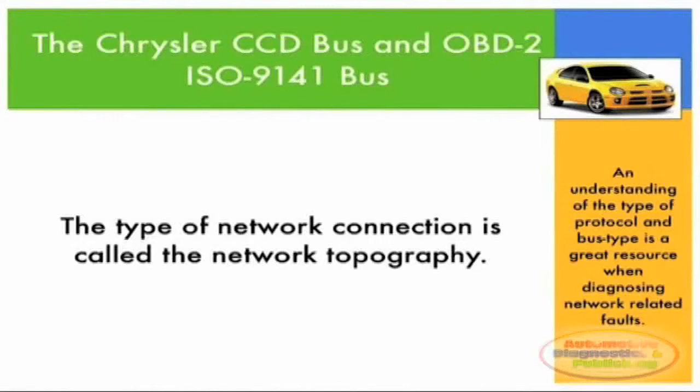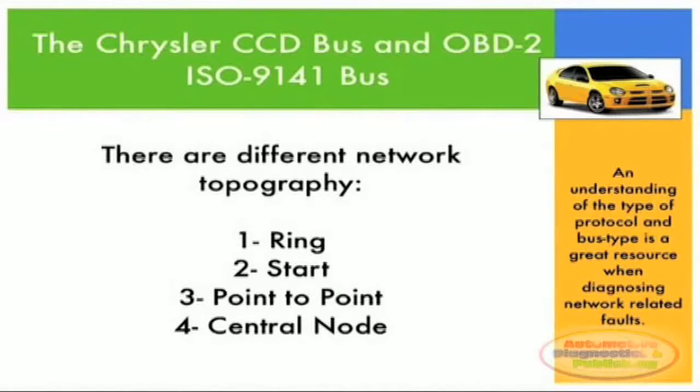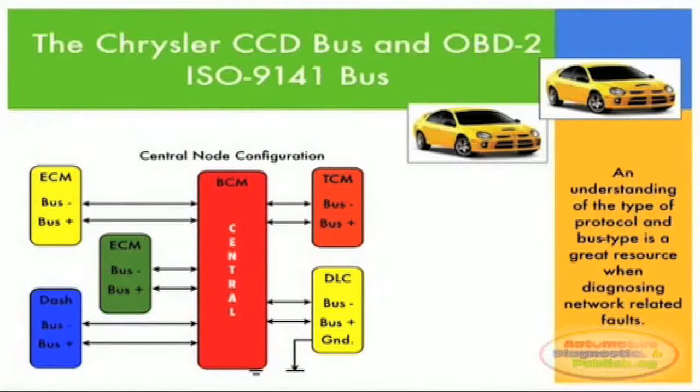Different topographies or ways of connecting the modules are ring, from one module to the next, star, like the previous example, point to point, and central node. There are other rare topographies, but the ring and star are the most common ones. In this star network, with the BCM as the master node, all transmissions are regulated by the BCM. This is done so that no one module can hog the network. If one goes down, the BCM shuts it down, but this is not always so.